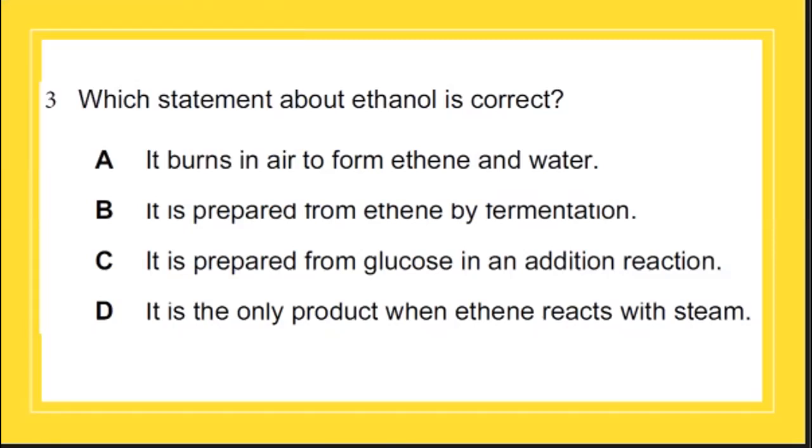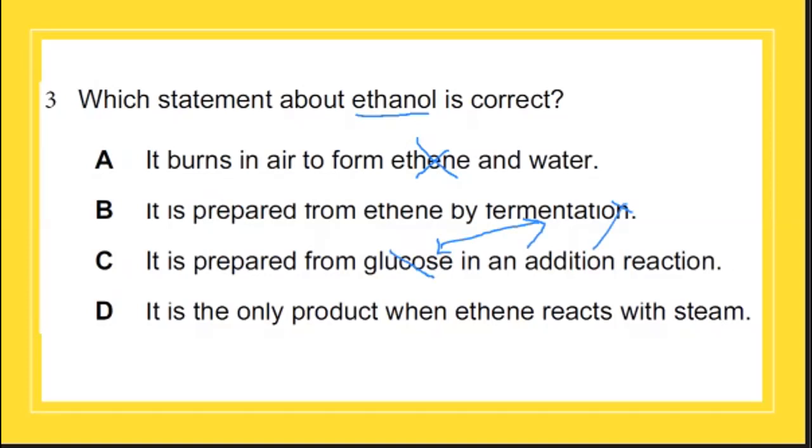Next question, which statement about ethanol is correct? The first one says it burns in air to form ethene and water. That is wrong. When a hydrocarbon burns, it produces carbon dioxide and water, not ethene and water. It is prepared from ethene by fermentation. No, you need yeast, the enzyme, in order to do this preparation. It is prepared from glucose in an addition reaction. That is not true. When you're using glucose, you need the fermentation process. Glucose should have been there with the presence of an enzyme, and then that would have been correct.